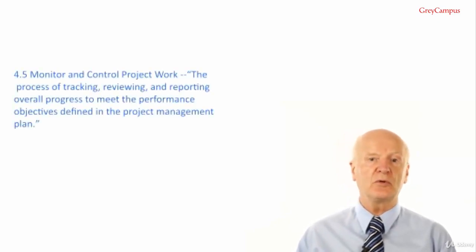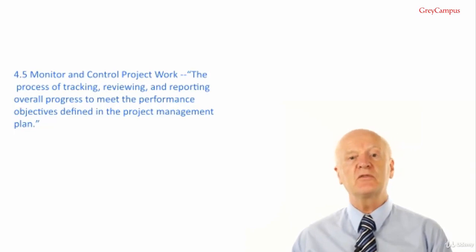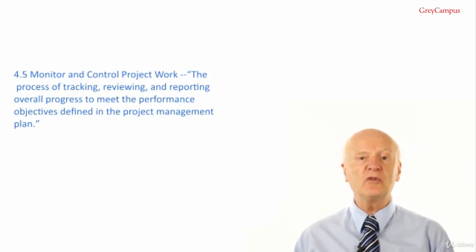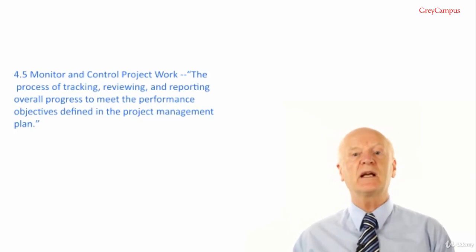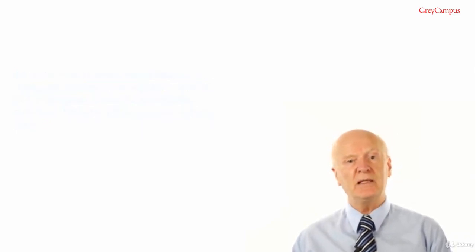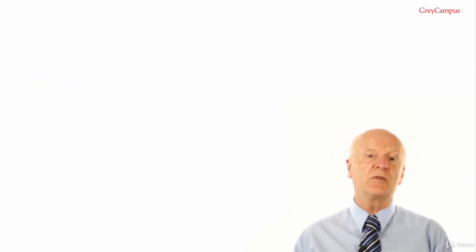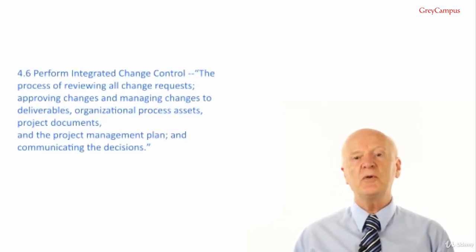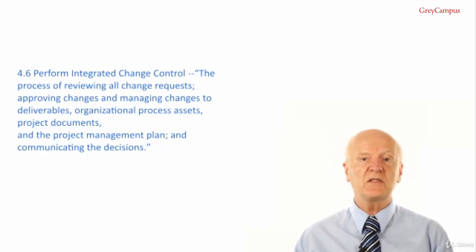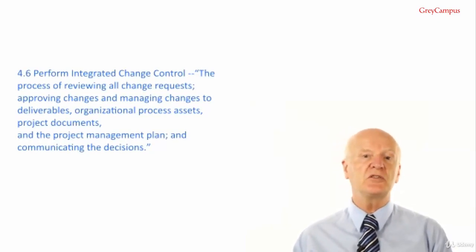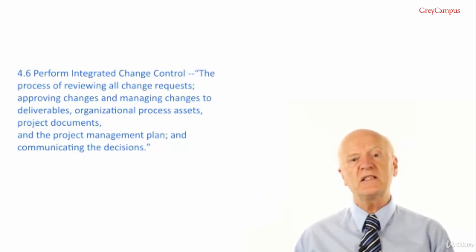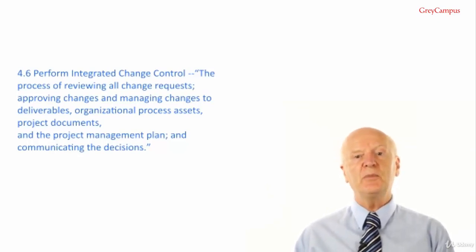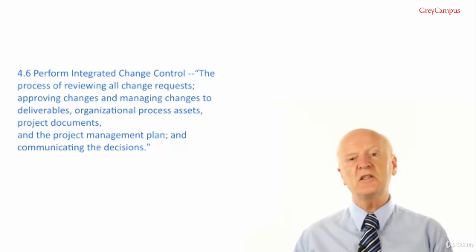4.5, monitor and control project work. The process of tracking, reviewing and reporting overall progress to meet the performance objectives defined in the project management plan. This is possible in integration management because this gives the project manager like a helicopter view of the entire project. Project integration change control, the process of reviewing all change requests, approving changes and managing changes to deliverables, organisational process assets, project documents and the project management plan, and communicating the decisions.